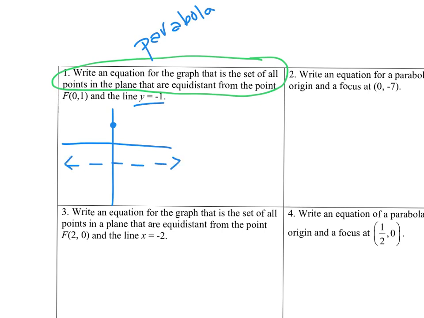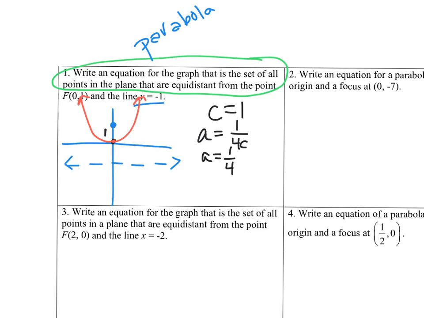So if this is our vertex right here, if we know this is 0, 1, then this distance is 1. So that means that our C is 1. I also can tell that this parabola is opening up because the focus is always inside the parabola. It's on the opposite side of the directrix. So if C equals 1, I'm going to use this equation, A equals 1 over 4C. So this means that A equals 1/4.